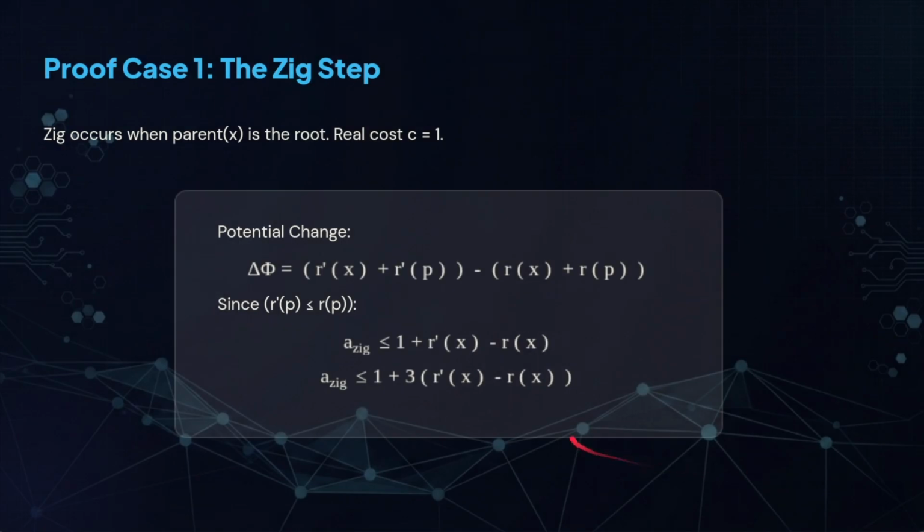Now let's analyze the individual splay cases, starting with the zig step. This case occurs when the parent of the node x is already the root of the tree. Because of this, only one single rotation is needed. The actual cost is c equal to 1. After the rotation, the rank of x increases while its parent's rank slightly decreases. By applying our potential method formulas, we can show that the final amortized cost remains strictly bounded by a clean logarithmic expression.